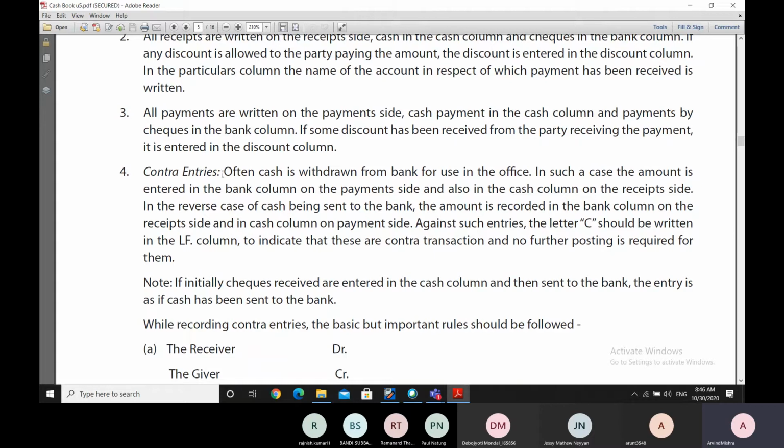Another important point is called Contra Entries. Often what happens is that cash is withdrawn from the bank and brought to the office for use. In such a case, this amount will be written in the bank column on the payment side because it has been paid out of the bank, and the same amount would also be written in the cash column on the receipt side.